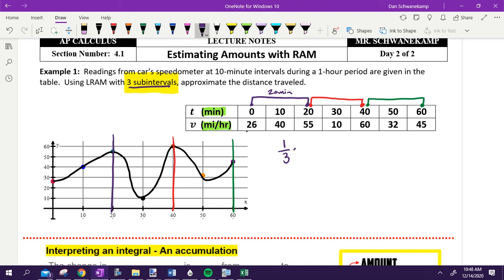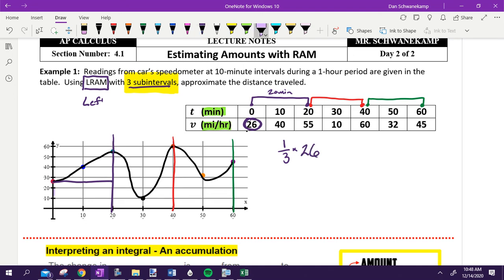What is the height of my first rectangle going to be if we're going to approximate using LRAM? What does that L stand for? Left. So this is my interval. This guy right here. I want to use the left number. So what is the left number going to be? The height of 26. So it's like us doing this. We're going to go from 1/3 times 26.